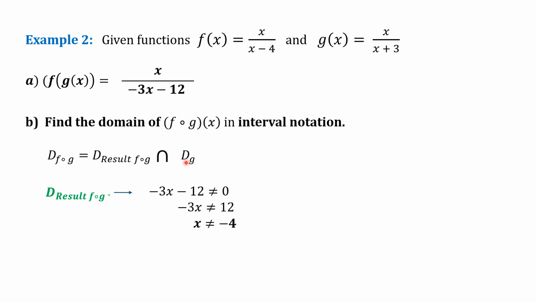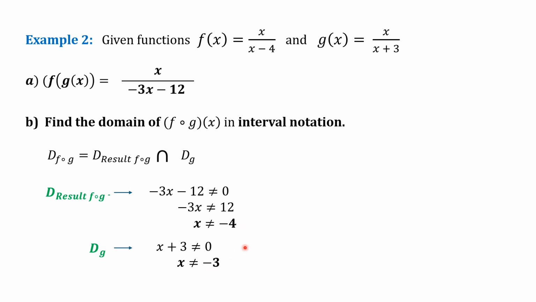And then after that, let's find the domain of g. So our g is a fraction again, and as we know, in this fraction, the denominator cannot be 0. So we will start by putting x plus 3 not equal to 0. So x is not equal to negative 3. So the domain of g is all real numbers except negative 3.